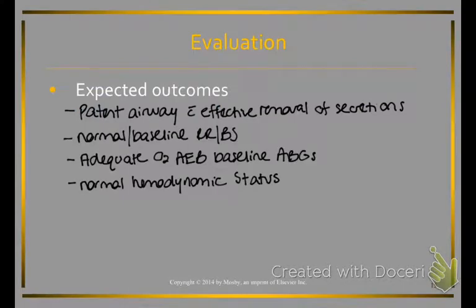And again, these are all our expected outcomes. We want them to have a good, patent airway. We want them to be able to remove their own secretions. They need to have normal respiratory rate, normal breath sounds, adequate O2 by a normal ABG, normal hemodynamics. We want them to be normal, right? You could just write normal there if you want to save some writing. We want them to get back to their baseline.